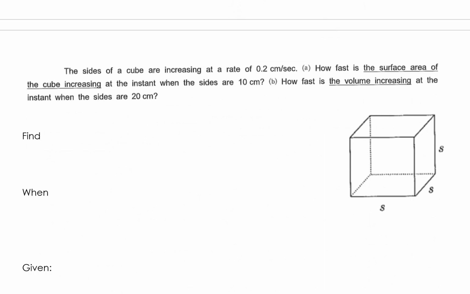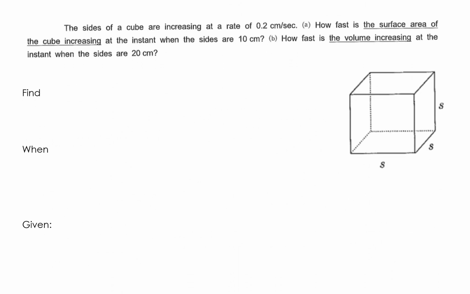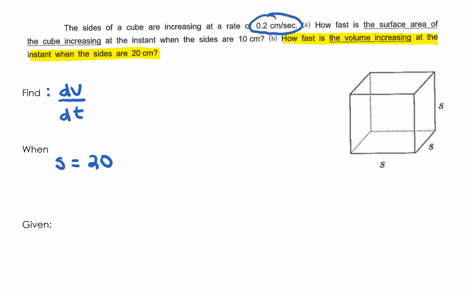Okay, let's move on to part B. Part B is the same kind of problem, but we need to find how fast the volume is increasing the instant when the sides are 20 centimeters. So for part B, I need to find dV by dt, the rate at which the volume is changing when the sides are 20 centimeters. For this problem, I also know that the sides are increasing at a rate of 0.2 centimeters per second, so ds over dt is also 0.2 centimeters per second.